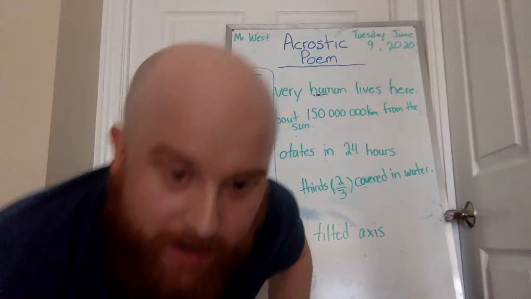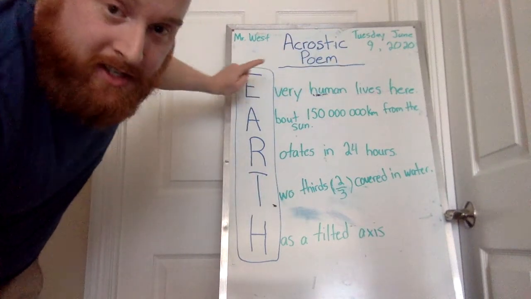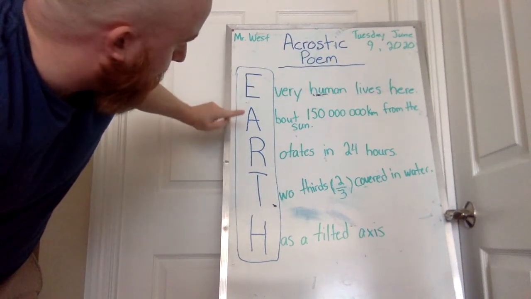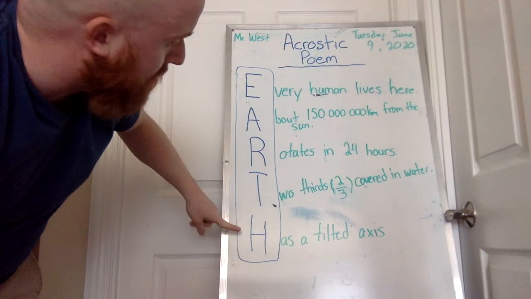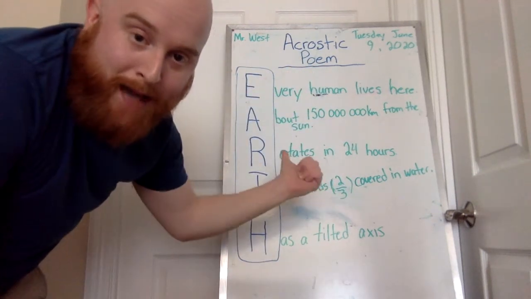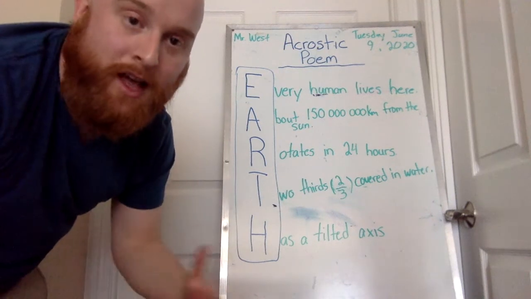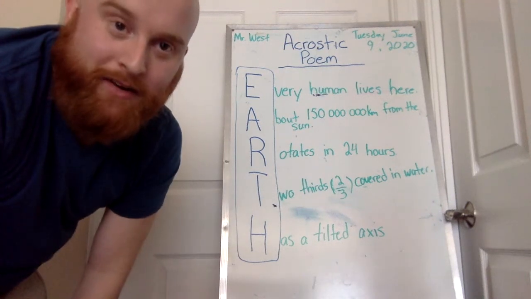So that is my acrostic poem. So there's my word Earth. Every sentence starts with one of the letters from my chosen word, and all of my sentences relate back to the topic I chose. They're all about the planet Earth. So I chose facts that I know about the planet Earth.